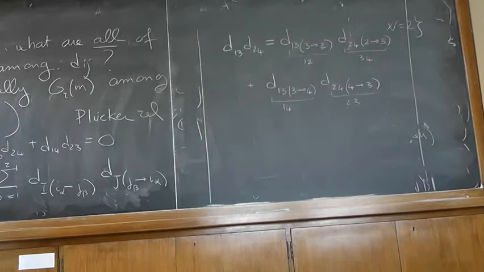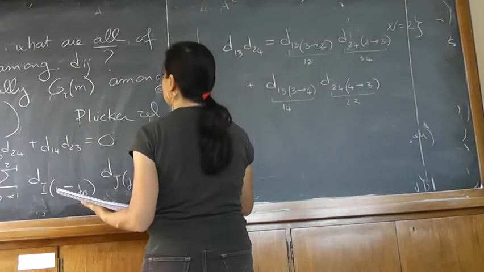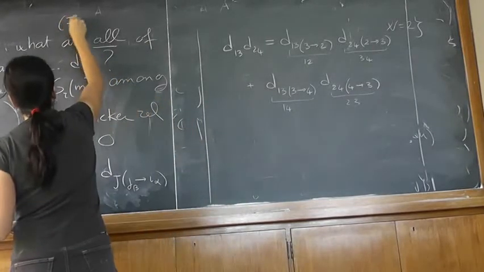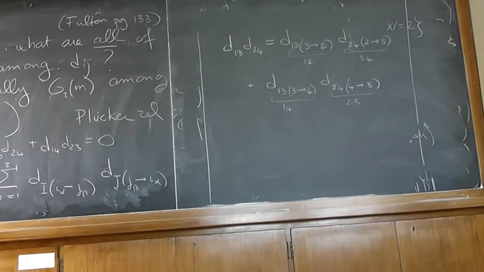For the G2,4, how do you know they're all the relations? It doesn't mention anything, but it costs a lot to prove they are all. It's not cheap to prove these are all the relations. It is in Fulton, if you want to know. I wrote it in the book of Fulton called Young Tableaux. You can see there is a proof that he writes the relations and proves these are all of the relations.